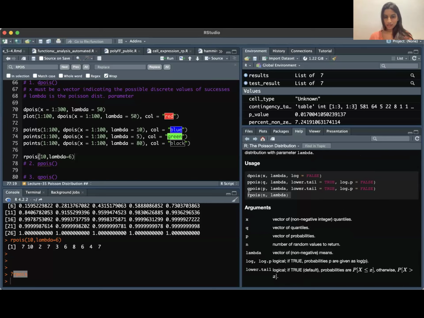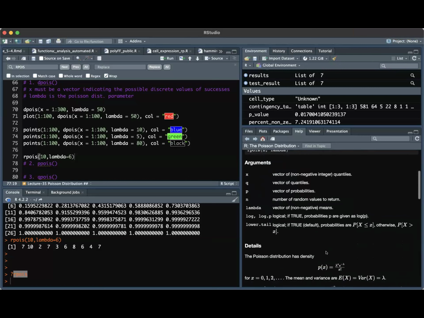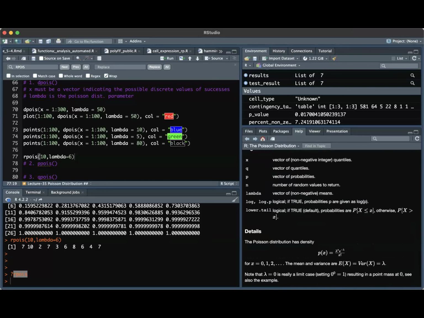When you look at this, in case this command could give you floats, there should have been another argument like float equals true, but you don't see anything. It just says vector of non-negative means. So only integers are coming, so we can decide floats will not come.